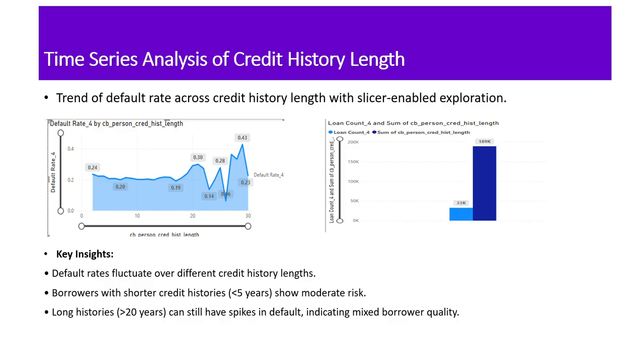A keyword: default rate fluctuated over different credit history lengths, which shows credit history shows the model risk. And then the last is loan history. If loan history is 20 years old, borrowers can still have default indicated at maximum. Next slide.